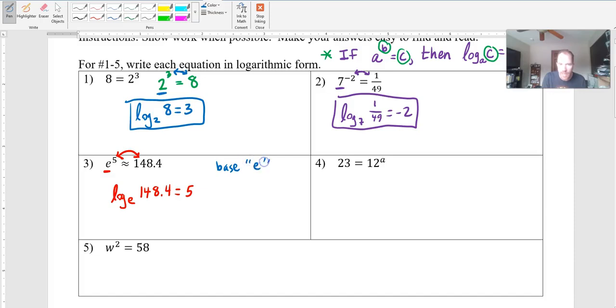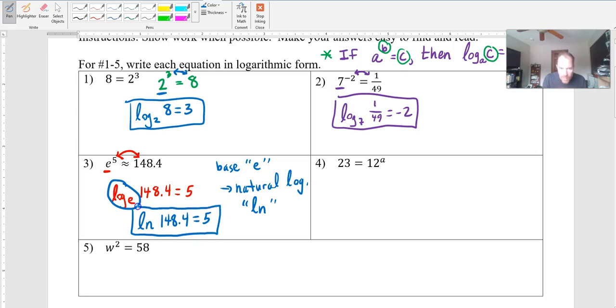Now, the only other thing you might do here is that when you have base e, we often call that a natural logarithm, and we often abbreviate it as ln. I would probably accept it on a quiz or a test if you said log base e, but I want you to understand that log base e we just write as ln. You don't even have to write the base, just the ln, that's the natural logarithm. So I would accept log base e of 148.4 equals 5, but if you want to challenge yourself, it would be the natural logarithm, ln 148.4 equals 5.